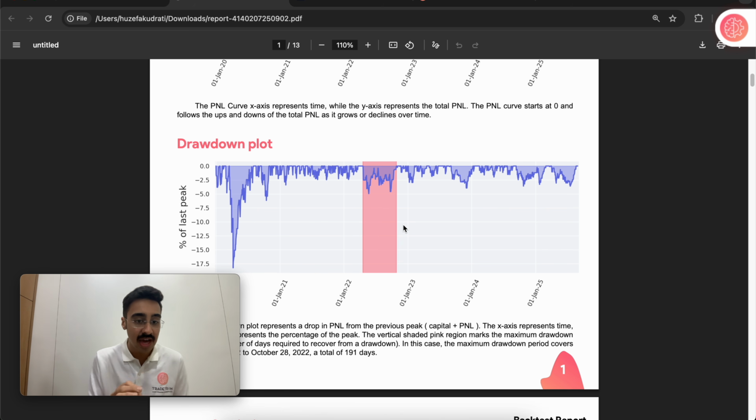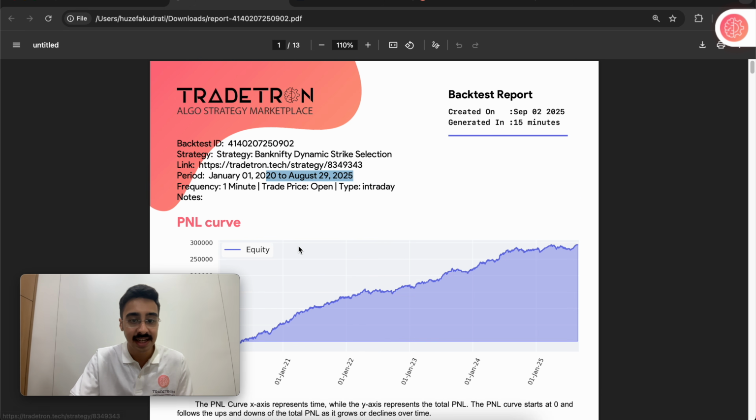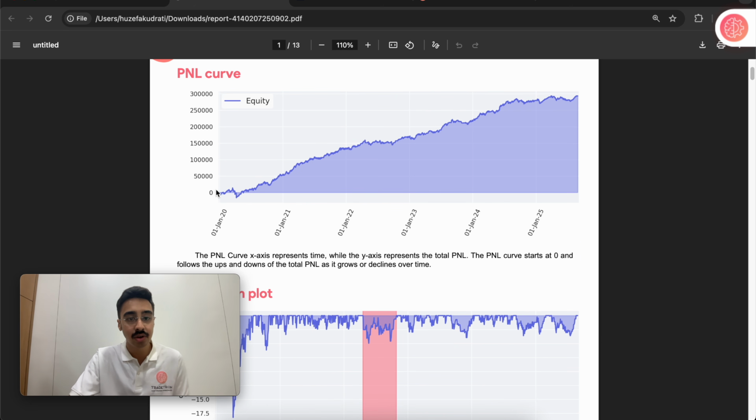Now, whenever you have a strategy, it is going to have a drawdown, right? Now, what exactly is a drawdown? Let's understand this with an example. So let's take an example of this drawdown and understand what exactly this is, right? So like you can see out here, this graph, the PNL curve, is basically giving you the data on a daily basis. What was the equity of that strategy?